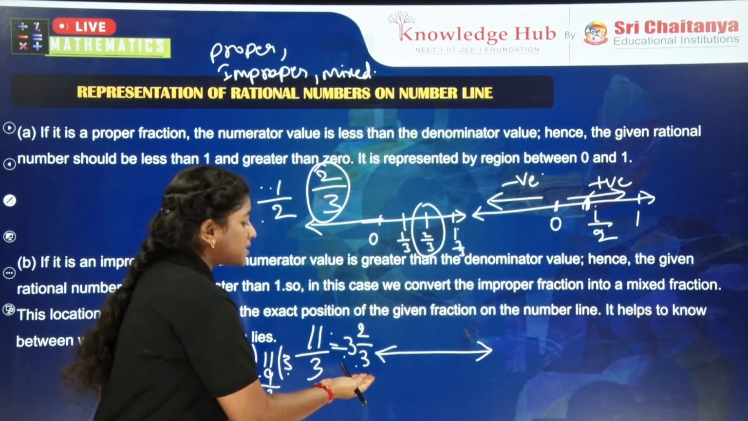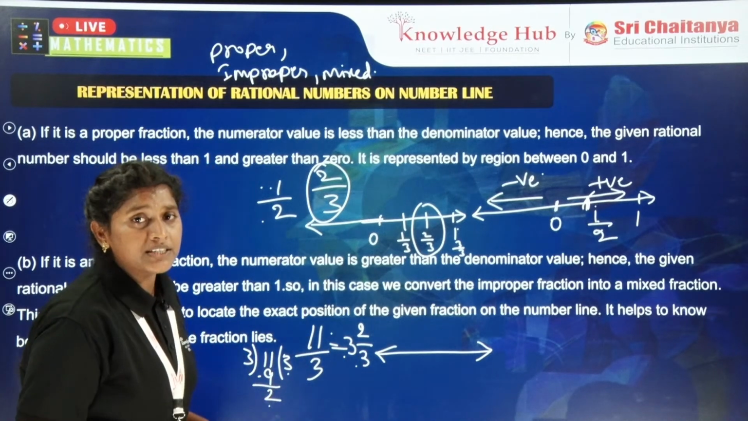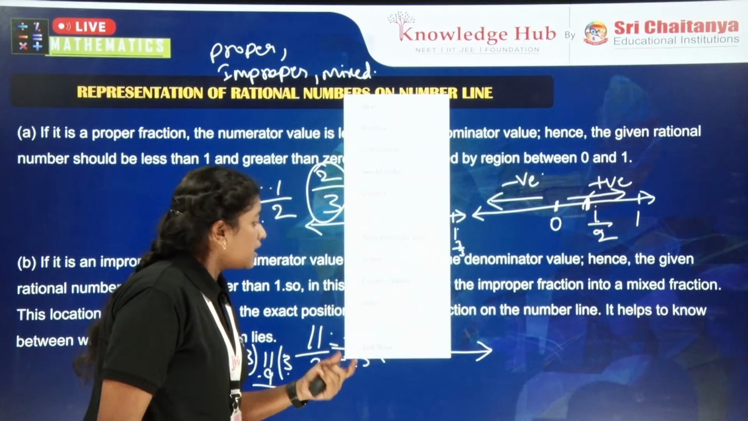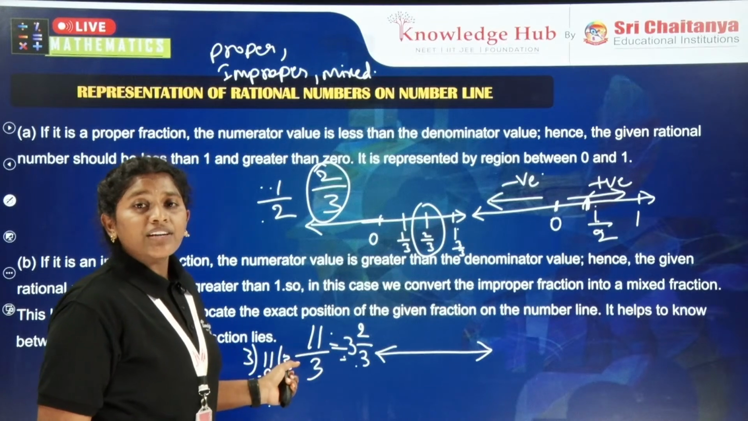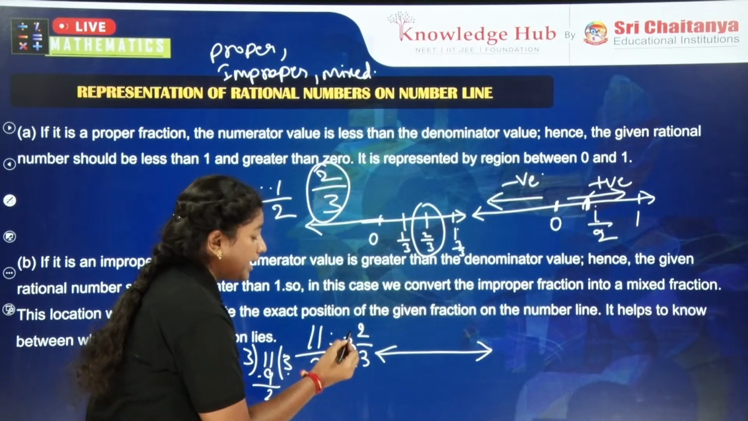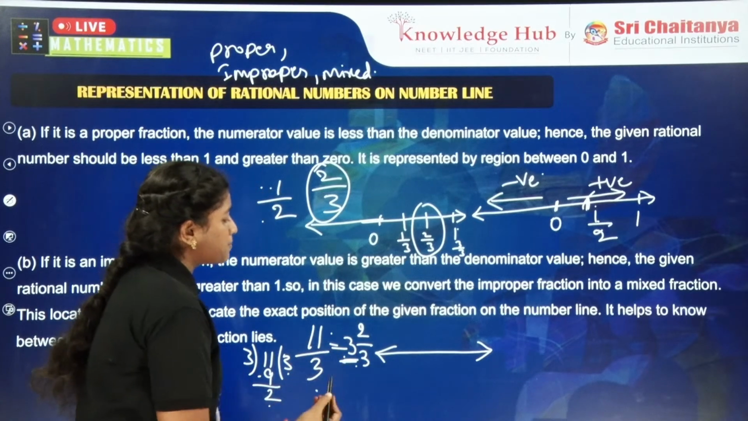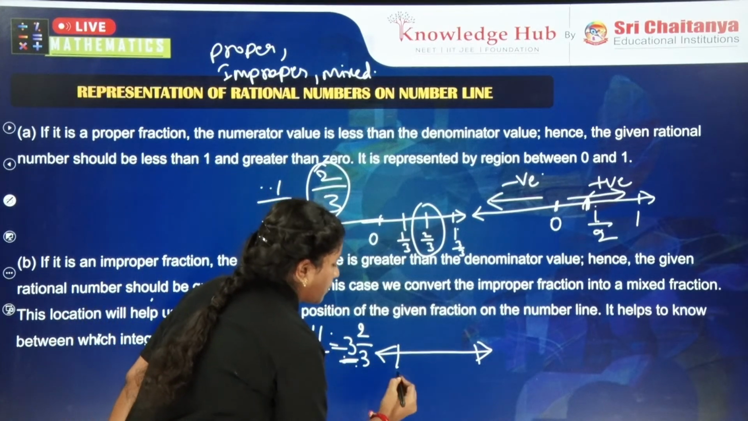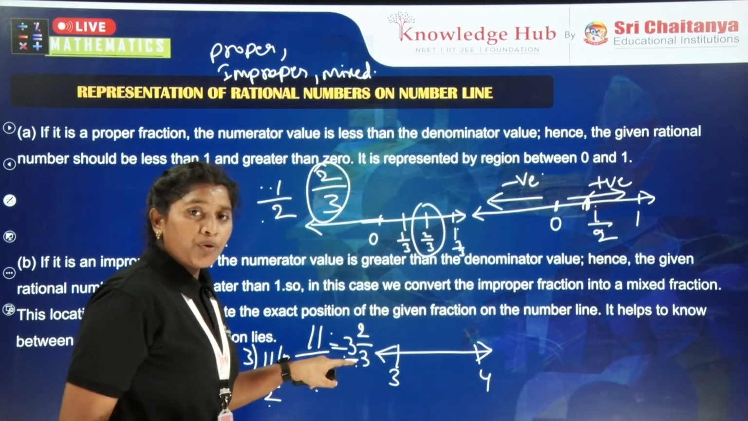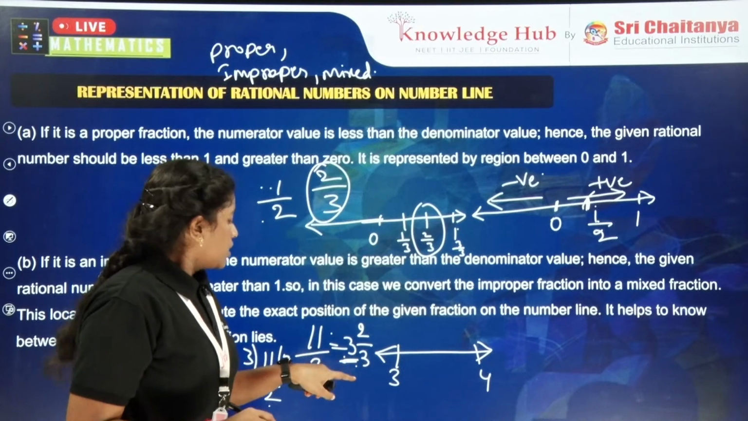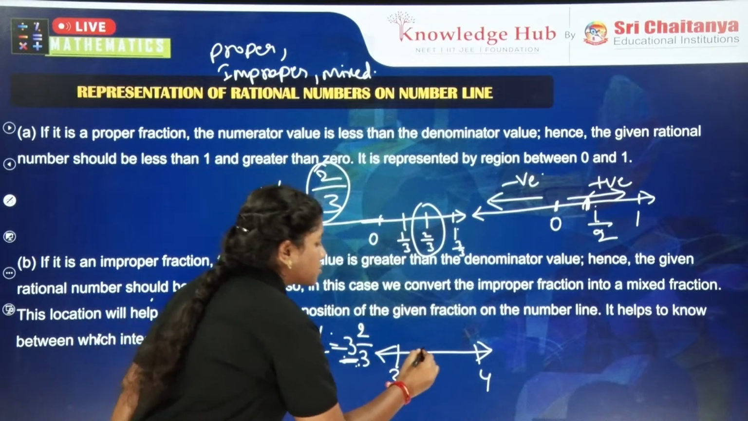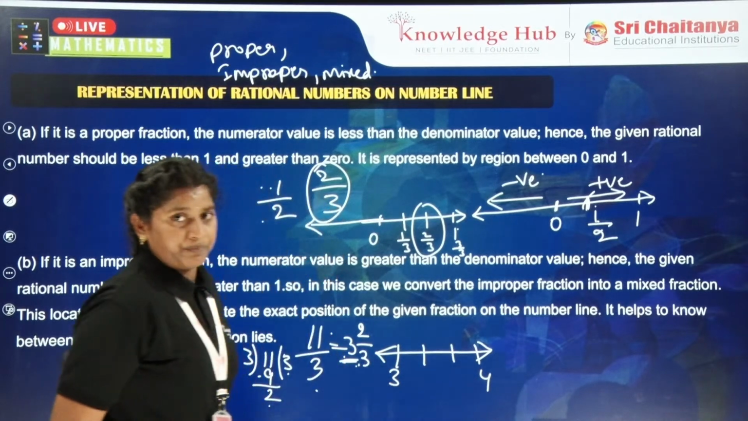Now to represent the improper or mixed fraction on the number line, the whole number tells us between which two numbers the fraction lies. Here the whole number is 3, so 11 by 3 lies between 3 and 4. We know how to represent 2 by 3, so we divide the space between 3 and 4 into 3 equal parts: 1, 2, 3.